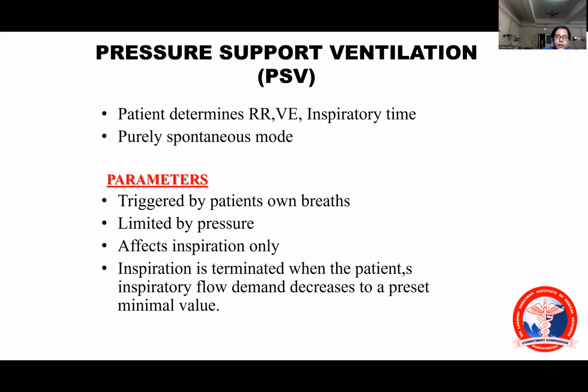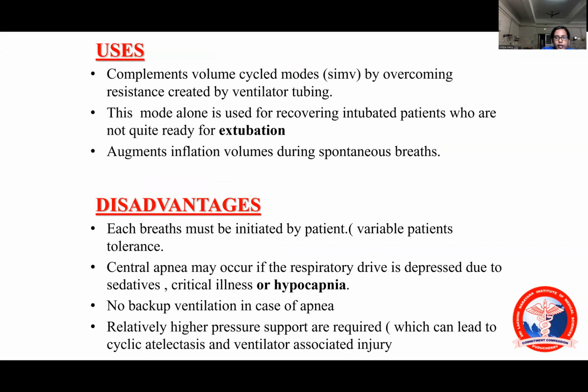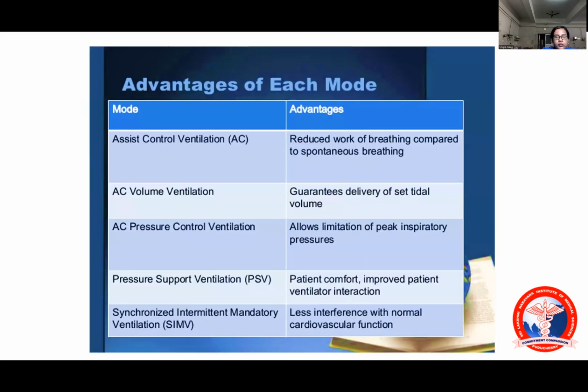Pressure support ventilation. It determines the respiratory rate, the minute ventilation required, and inspiratory time, and it is a purely spontaneous mode. What are the parameters involved? Inspiratory triggers, limited by pressure, and it affects only inspiration. Uses: it can be used to overcome resistance. It can be used as a weaning mode and lets the patient breathe spontaneously. The disadvantage is that each breath has to be initiated by the patient. It can result in hypocapnia, respiratory alkalosis, or weaning failure also.